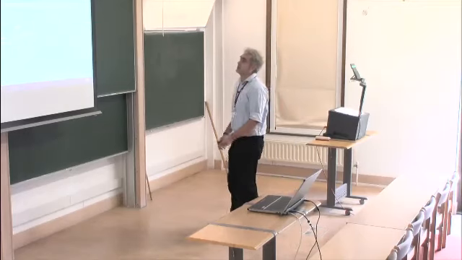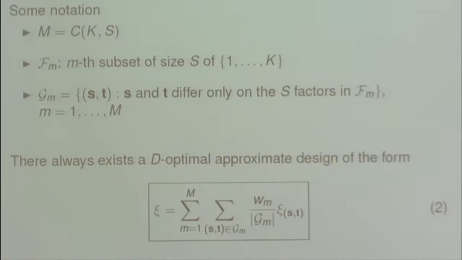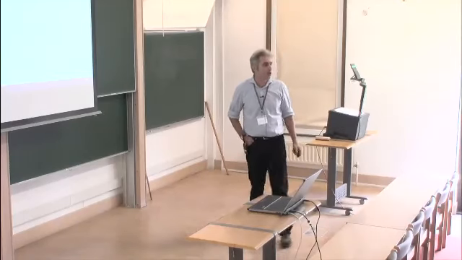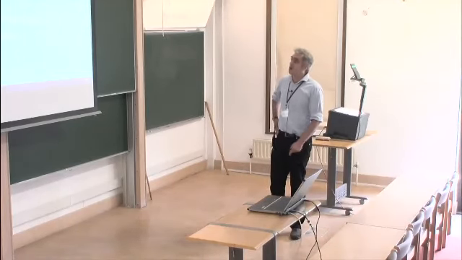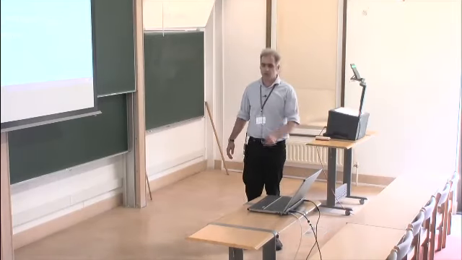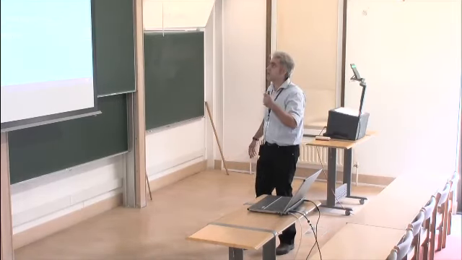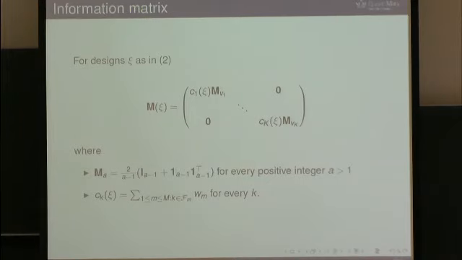Now the point is that for those designs, so we know there is one that is D-optimal which has this form, we can work out the corresponding information matrix, and that turns out to be something quite nice. It has a block diagonal structure, so there's a block for every attribute. Now the blocks here are known, so they are completely symmetric matrices depending on the number of levels of the factor. So I here is the identity matrix, J is a matrix of 1s, and these are the dimensions.